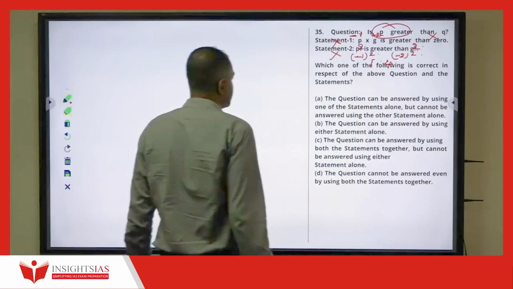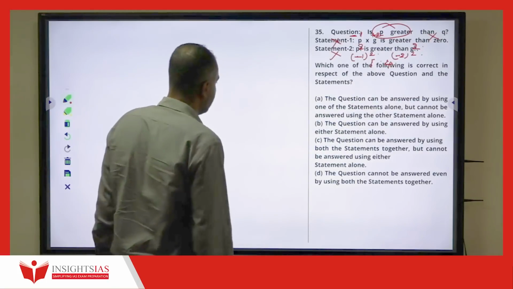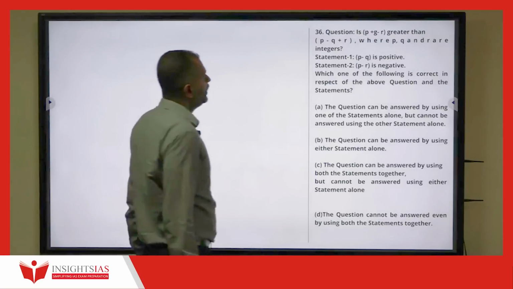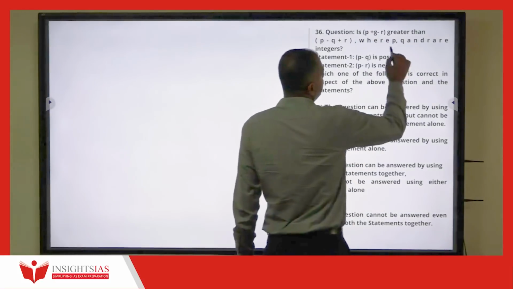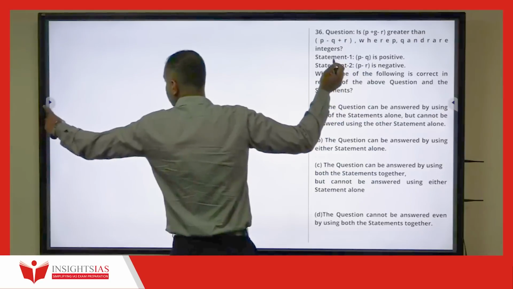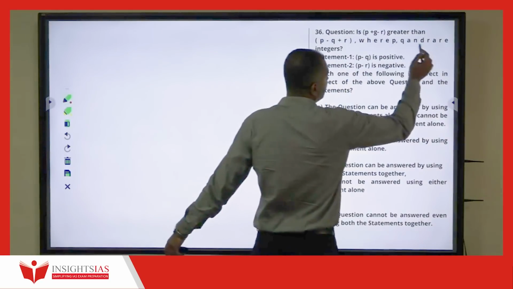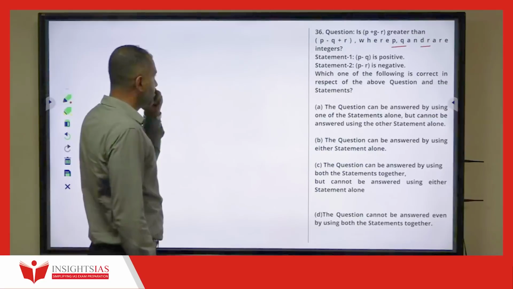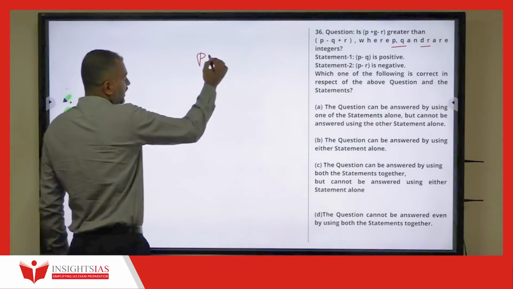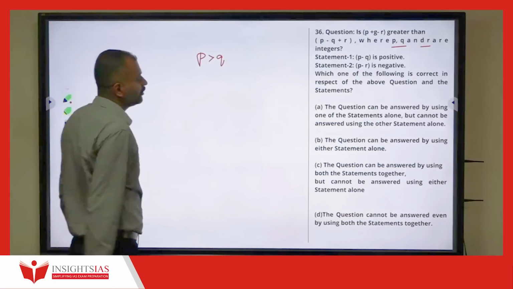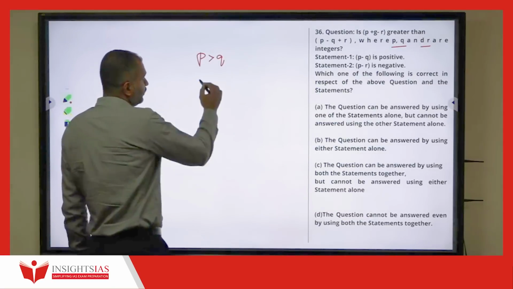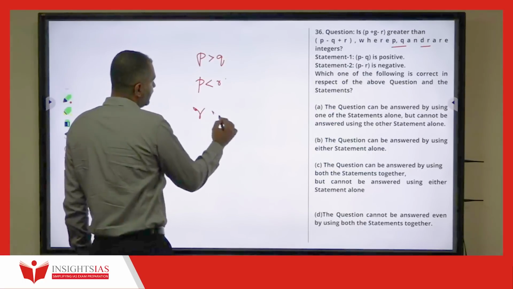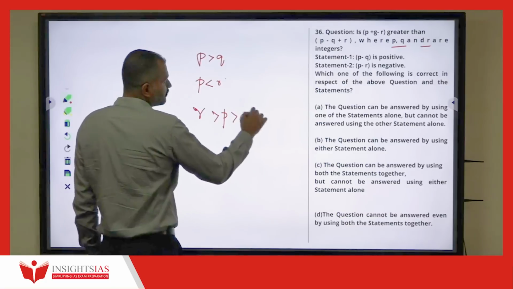Which one can the question be answered by? The question cannot be answered even using both the statements here. Option D. P, Q and R are integers. Statement 1: P minus Q is positive. P minus Q is positive means P has to be greater than Q, isn't it? Then only it will be positive. Q minus R is negative. P minus R is negative. So P has to be less than R. So R has to be greater. So R is greater than P, which is greater than Q.